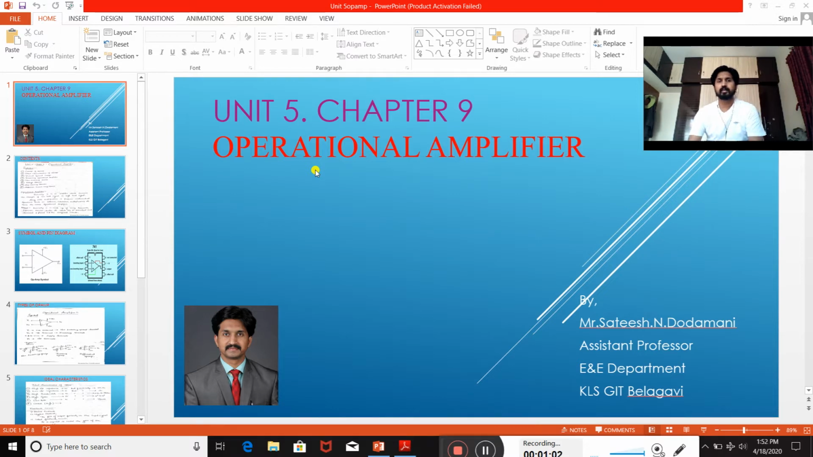Hello students, in this class I am going to explain operational amplifier as an adder circuit. In last classes I have covered operational amplifier as an inverting op amp and non-inverting op amp. Now in this class I am going to explain how actually op amp works as an addition circuit or summing circuit. Let's see it step by step.